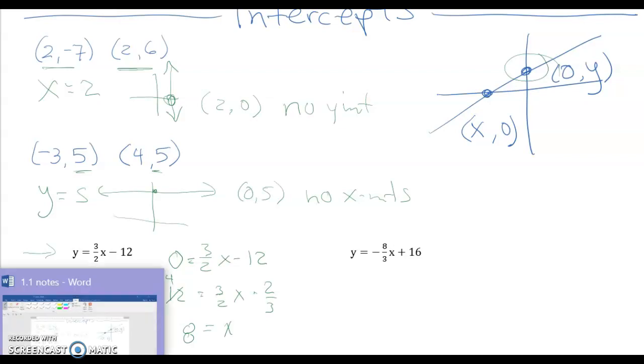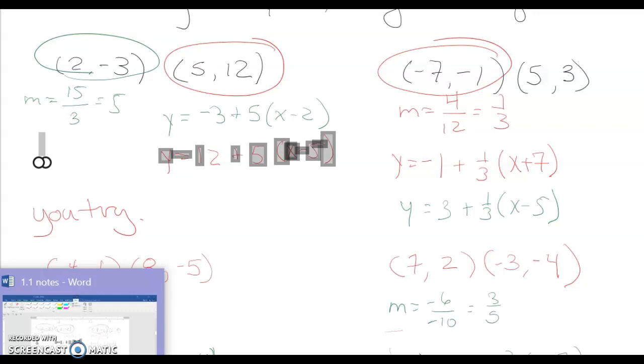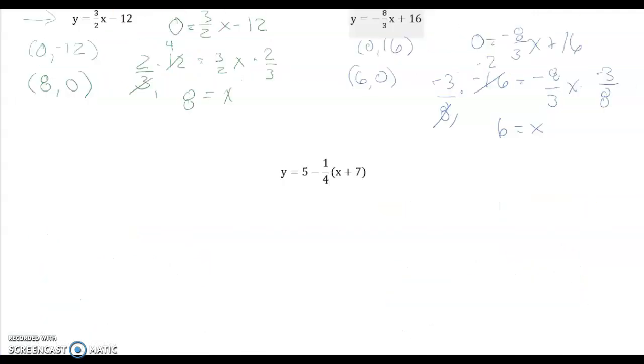Why don't you hit pause? Except I can't hit pause because, sorry, the sensitivity of my computer has changed since using this program last year. We'll all get the hang of it, I'm sure.